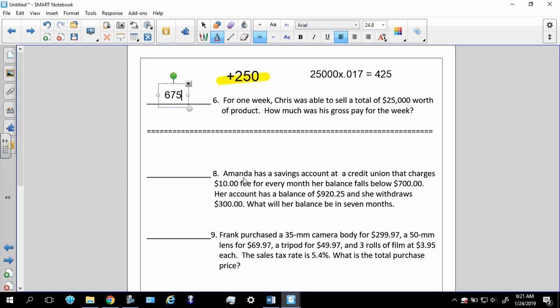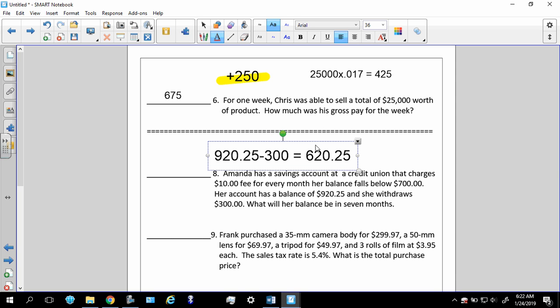All right. Amanda has a savings account in a credit union that charges a $10 fee for every month below 700. Her account is at 950. All right. So this problem here is pretty standard. We started with $920.25. She withdrew 300 bucks. So when you did that, she ended up with $620.25, which is a violation because her account should stay above 700. It did not.